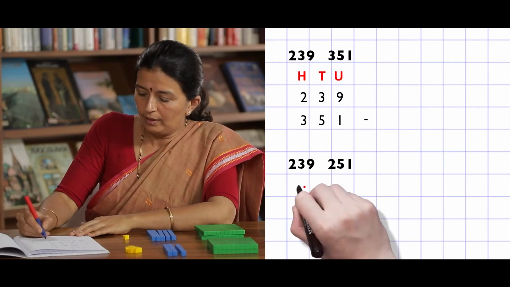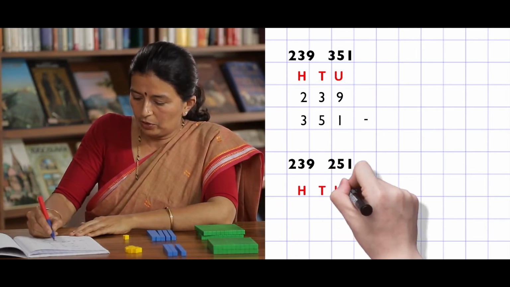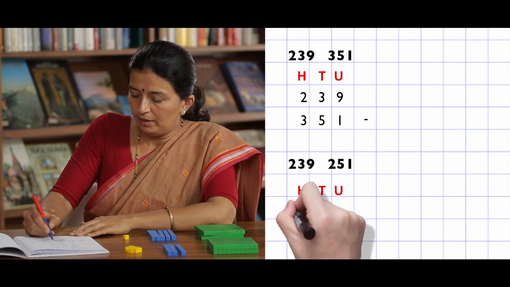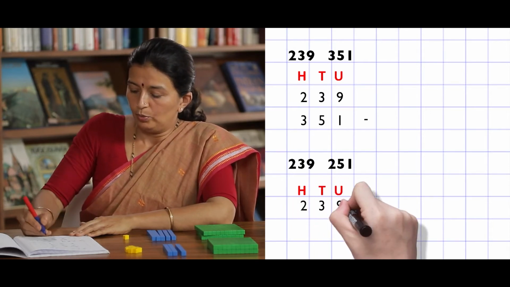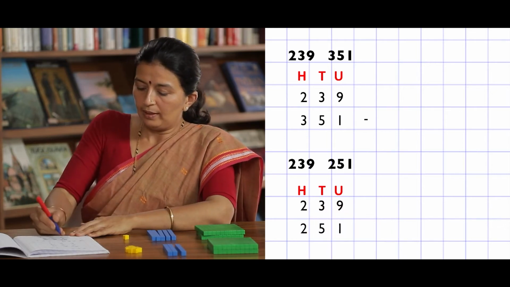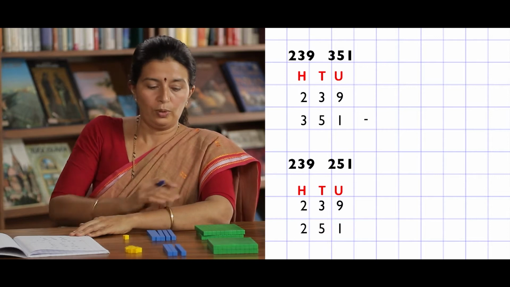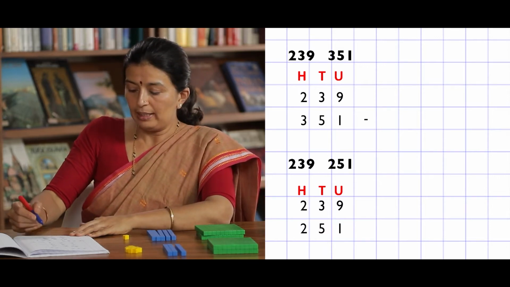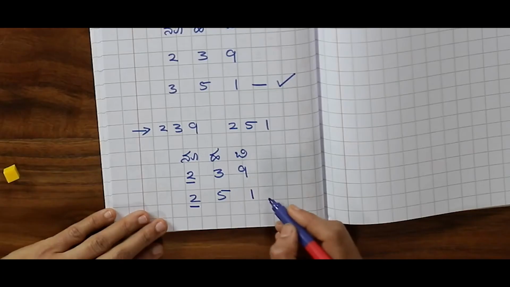We can conclude it. In the same way, we can write it in the notebook. First number 239, 251. Now, these two are same. We are unable to decide. Compare 3 and 5. As 5 is larger, this number is larger.